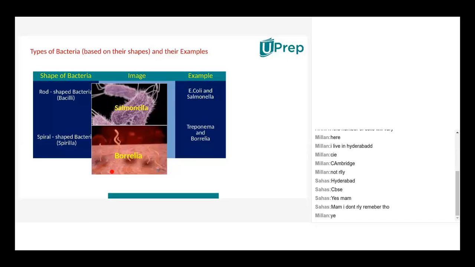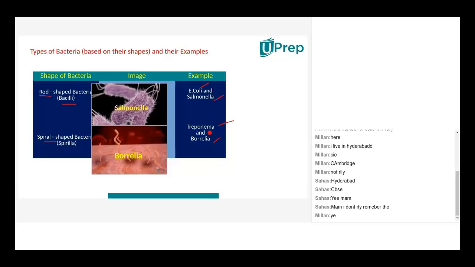You are having rod shaped bacteria, which we call bacilli, plural. If it is singular, bacillus. Best examples, E. coli and Salmonella. Both are bacteria names. So in the example column, you are having bacteria names. Then spiral shaped bacteria. The bacteria will be like this. Example, Treponema, Borrelia.